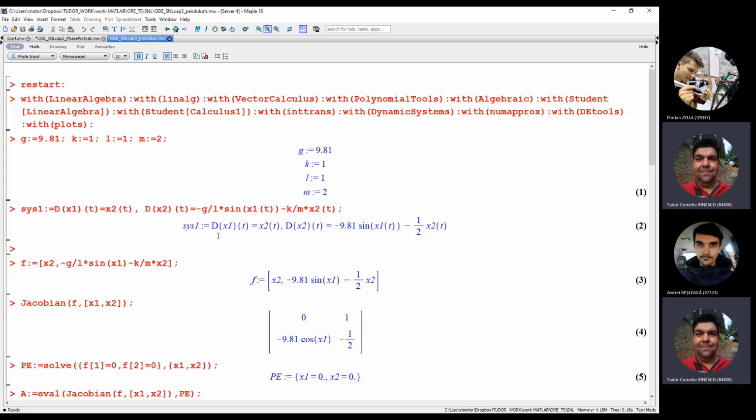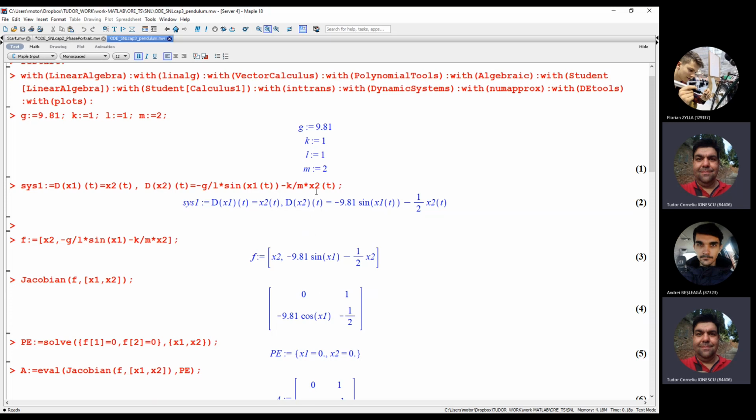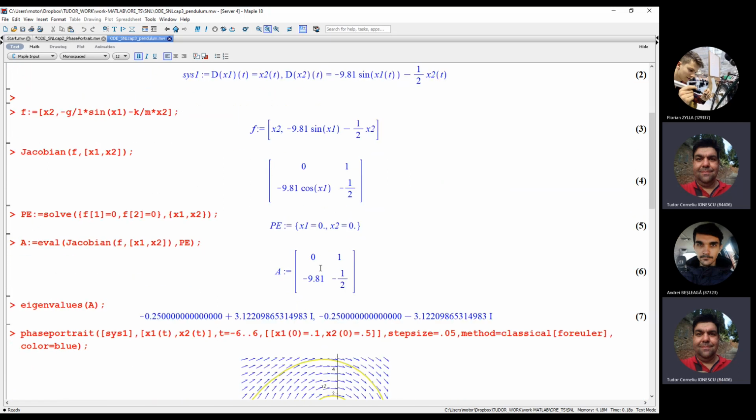You see, this is the pendulum, for instance. This is the pendulum. It has friction. We have friction here. Mass is 2. This is K over M, minus K over M here. Okay? This is the friction.